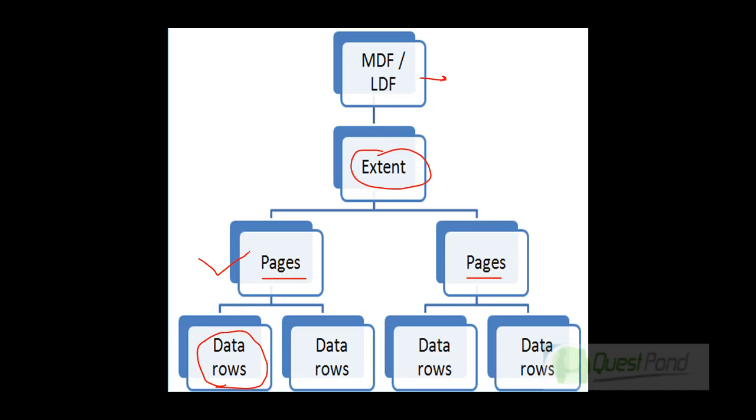Now let me make a statement here. The more pages there are, the more the SQL Server engine has to jump between pages to fetch a record. And the fewer pages there are, the more quickly SQL Server can browse to get the SQL row, or the data row. Now, what does it actually mean?